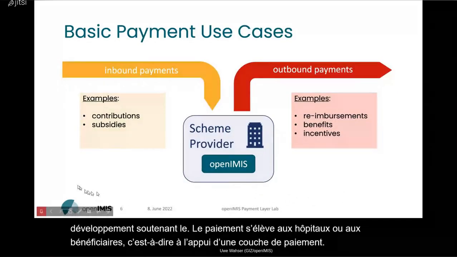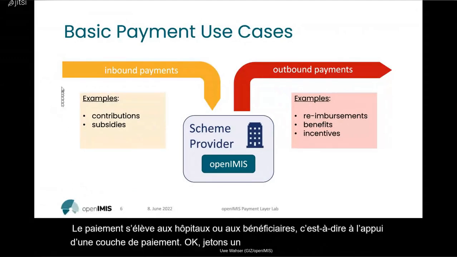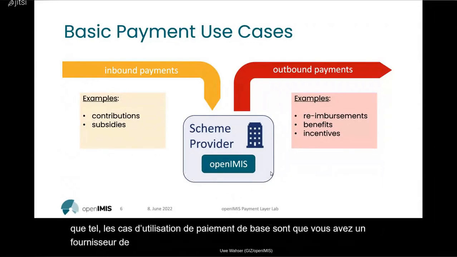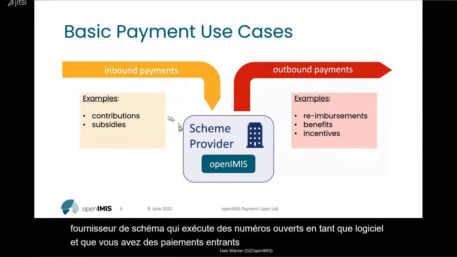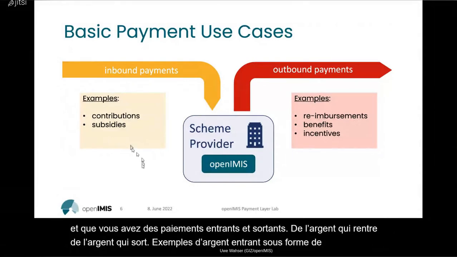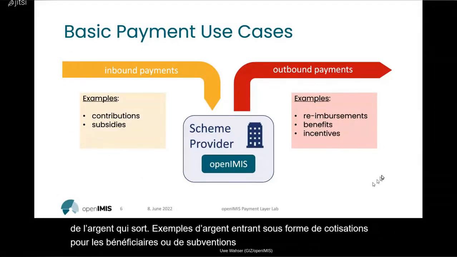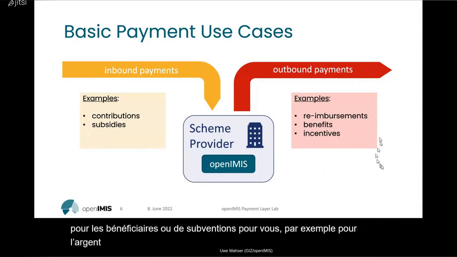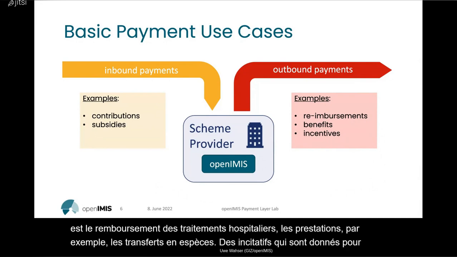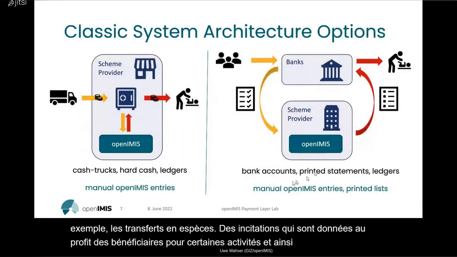Okay, let's have a look at payment as such. The basic payment use cases: you have a scheme provider that is running openIMIS as a software, and you have inbound payments and outbound payments, money coming in, money going out. Examples for money coming in are contributions from beneficiaries or subsidies, for example, from employers. Money going out is reimbursement for hospital treatments, benefits, for example cash transfers, incentives that are given to beneficiaries for certain activities, and so on, on a very simple level.